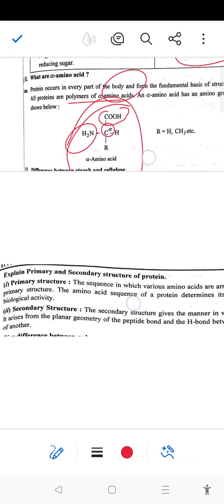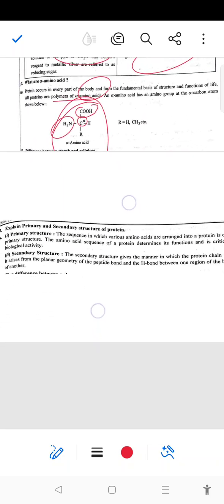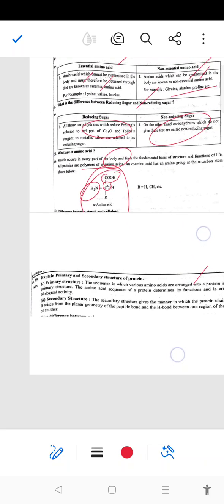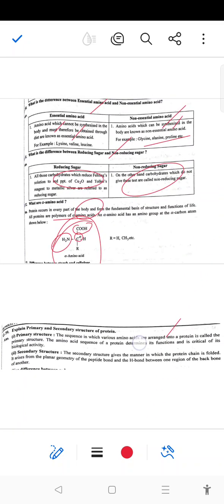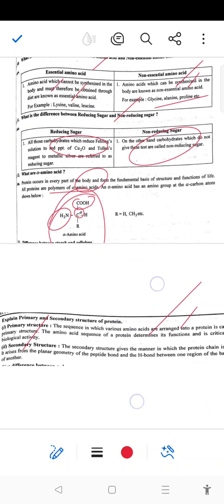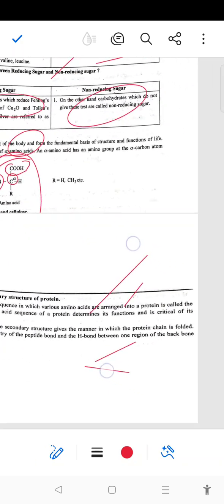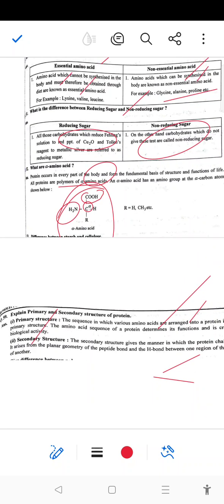Next is primary and secondary structure. Primary: the sequence in which the various amino acids get arranged in a protein is called the primary structure. The amino acid sequence of a protein determines its function. Secondary structure gives the manner in which the protein chain is folded. It arises from the planar geometry of the peptide bond and hydrogen bonding from one region to another region.